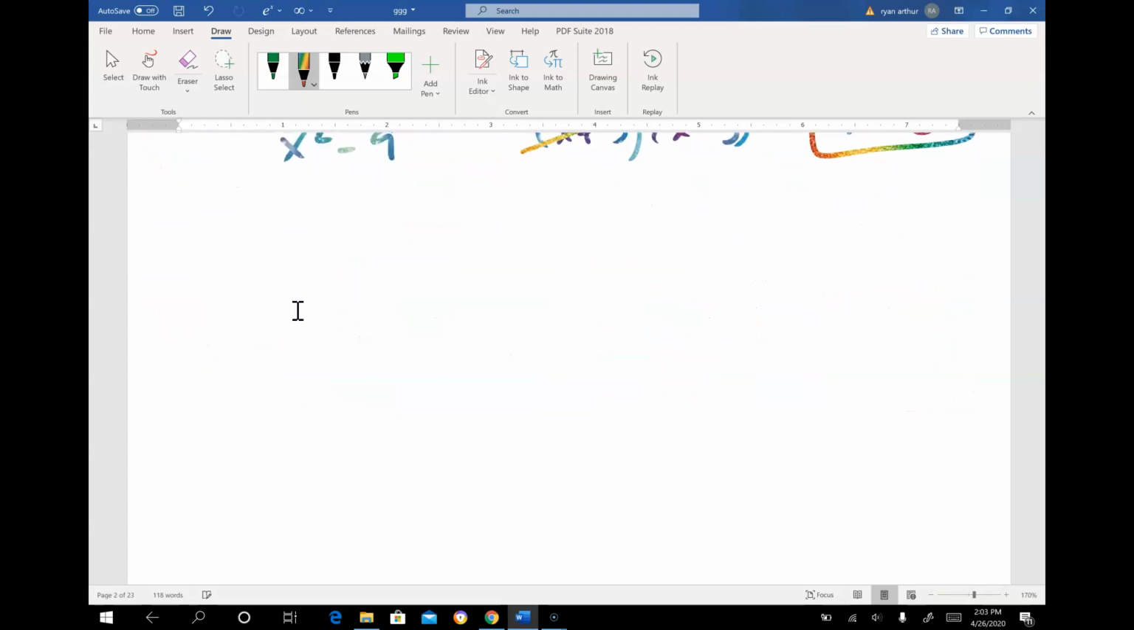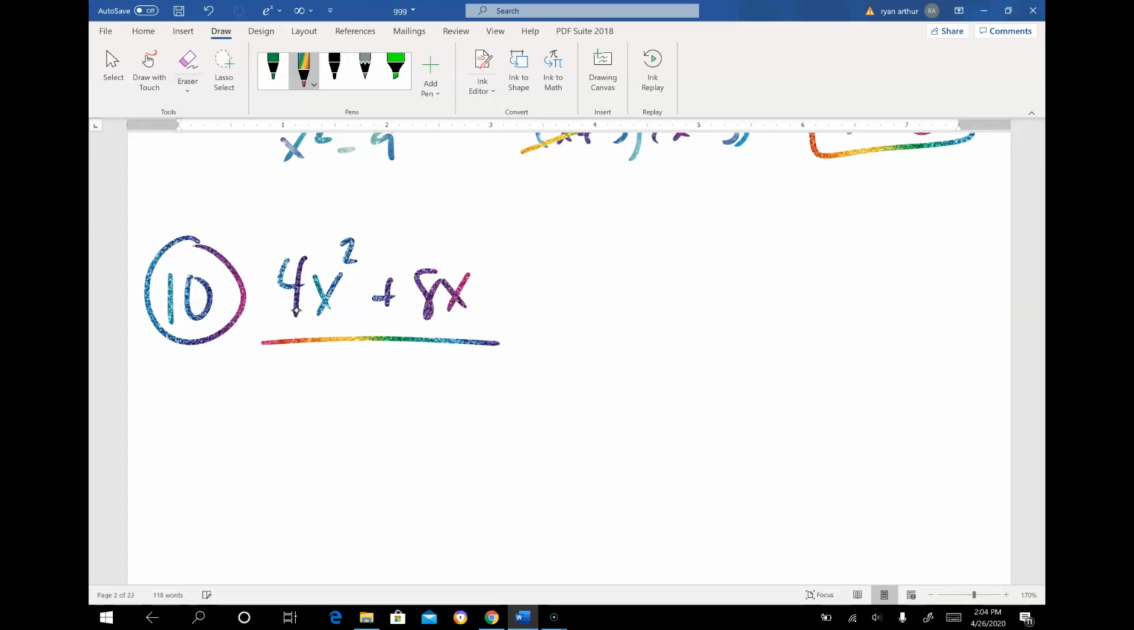Alright, last one, number 10. This is going to be 4x squared plus 8x over x squared plus 6x plus 8. When it's two terms, you can do a GCF. That's what you should look for anyway. 8 and 4 have 4 in common. X squared and x, remember, pull out your lowest ones. My lowest is x. So I get 4x times x plus 2.